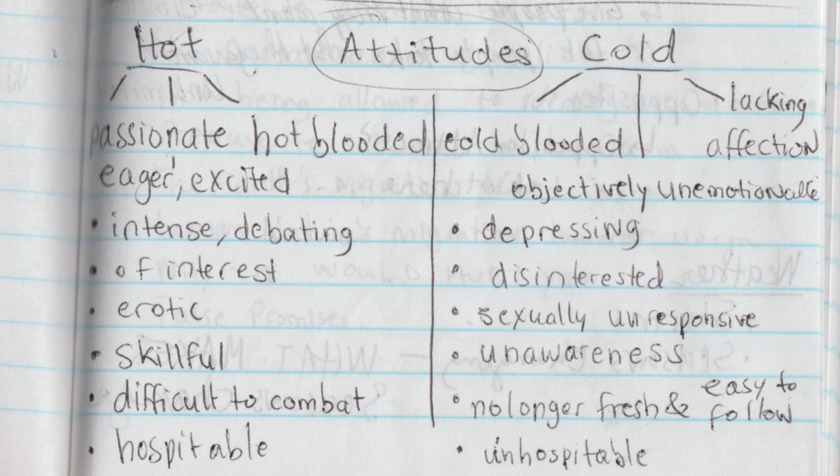But then there's a whole other definition of hot and cold that you can go for, and that's the difference between attitudes. And you have hot being defined as passionate, hot-blooded, eager, excited, intense and debating, of interest, erotic, skillful, difficult to combat, or hospitable. And then you have cold, which is cold-blooded, lacking affection, objectively unemotional, depressing, disinterested, sexually unresponsive, unawareness, no longer fresh and easy to follow if we're talking about animals, and inhospitable. And you can find all of these if you just type in definition of hot or definition of cold on Google. All of these will come right up.